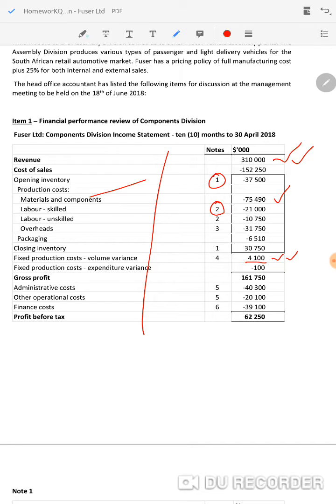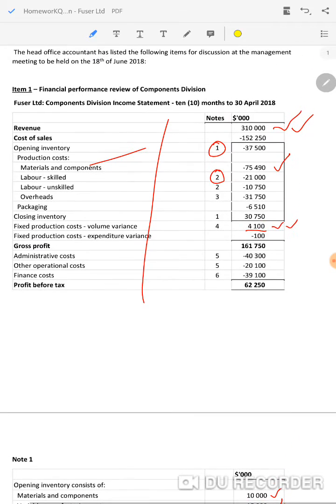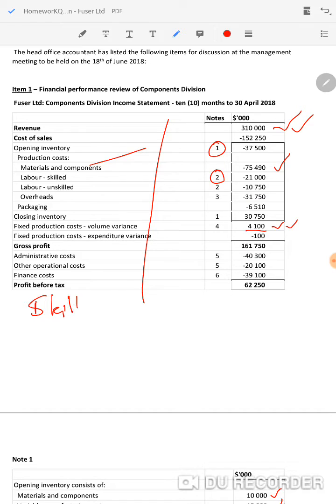But this variance in its entirety related to what? It related to fixed production costs. So based on the information provided, what makes up our fixed production costs? It is the skilled labor plus the production overheads. So how much did we actually incur in respect of the fixed costs? So our fixed costs, we actually incurred, skilled labor, we actually incurred 21,000 as provided in the scenario.